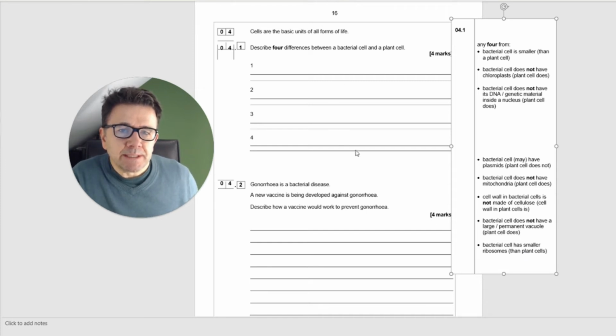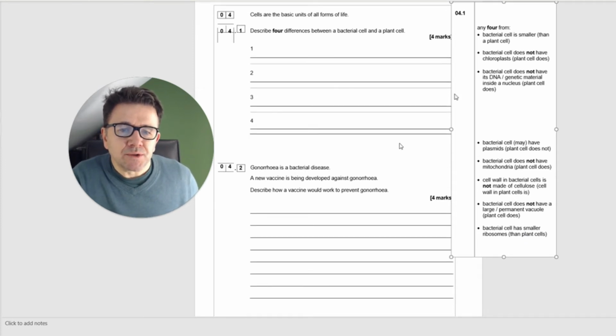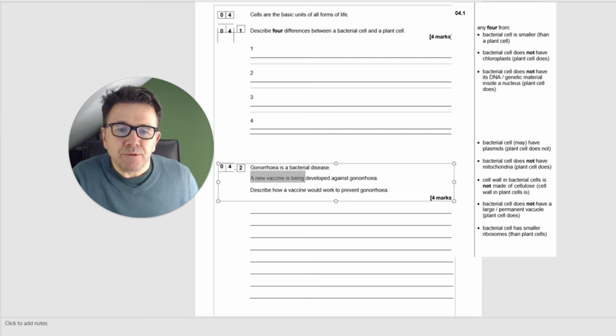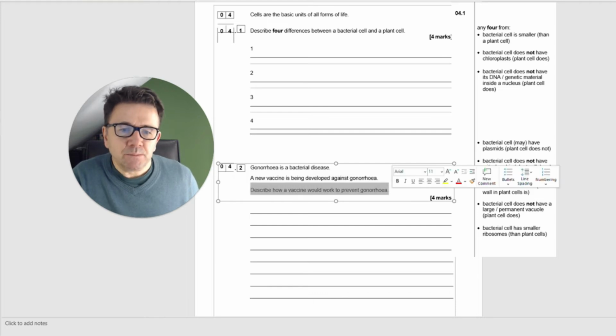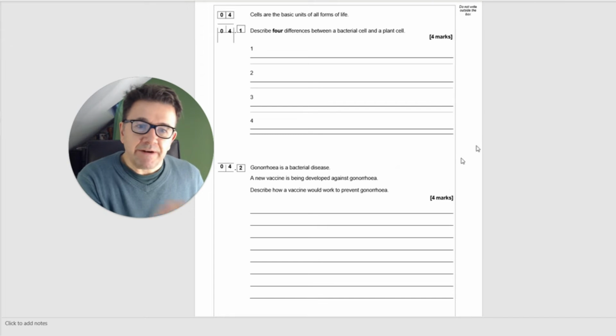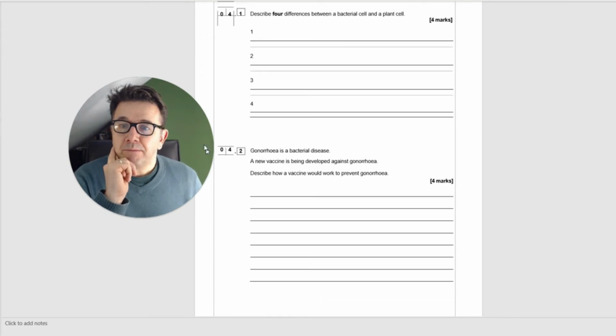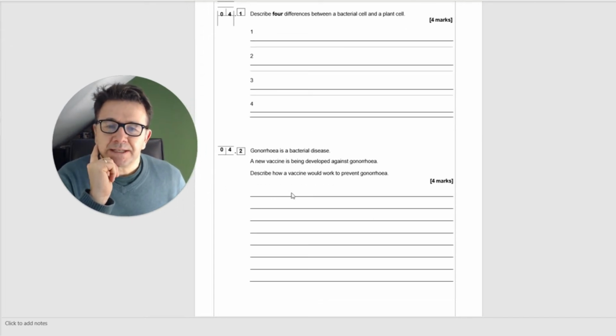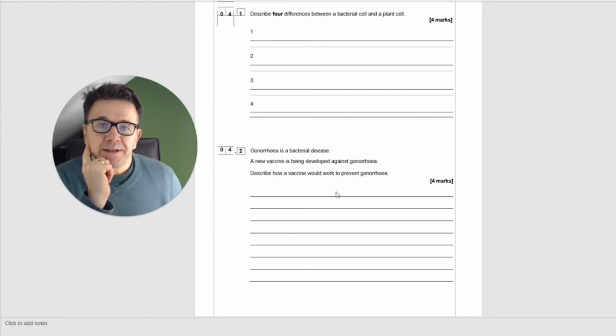Right, so that was a bit of cell biology, and then it went on to infection and response and talked about gonorrhea. Gonorrhea is a bacterial disease. A new vaccine is being developed. Describe how a vaccine would work to prevent gonorrhea. This question is very much about, well, how do you make a vaccination? How does the vaccine work to prevent gonorrhea?